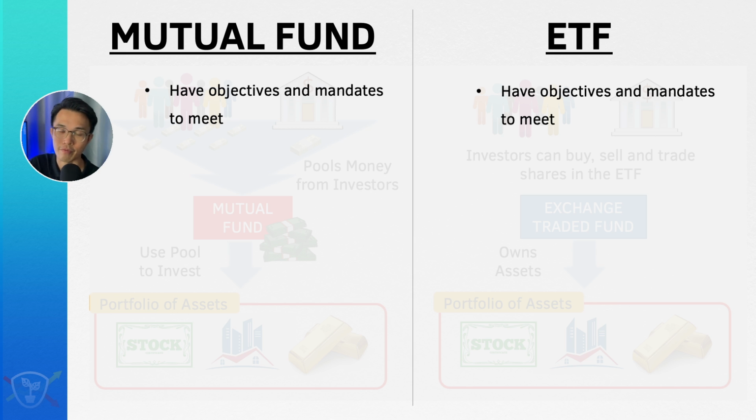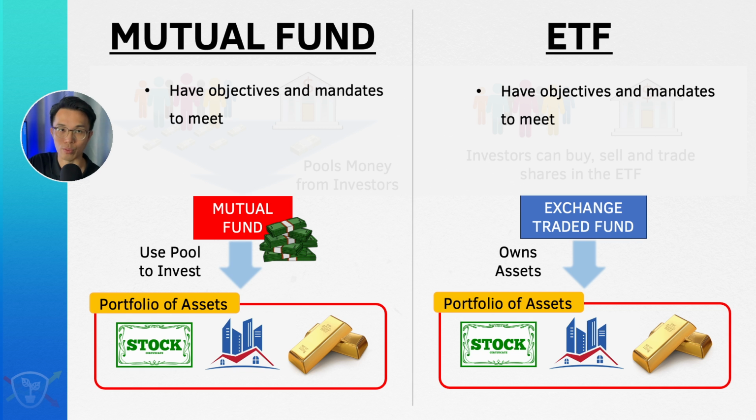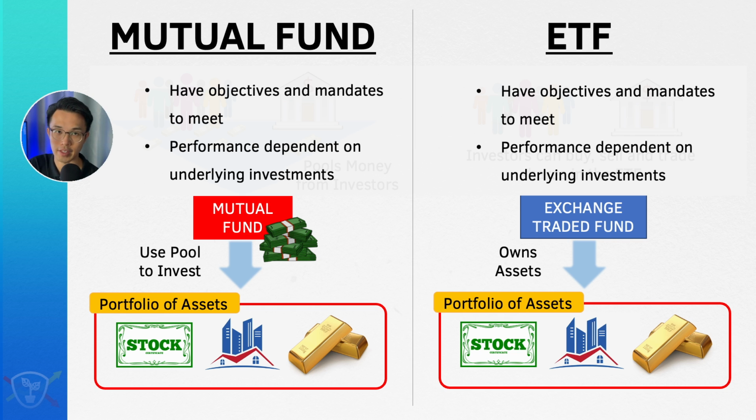There's a lot of different funds that are created for different objectives, and the mandate or the objective of the fund will influence the kind of assets that it is going to go out to buy and sell. So the performance of the fund, be it the mutual fund or the ETF, is dependent on the performance of the underlying assets in which it buys. If the underlying investments that the fund invests in do well, then the value of the fund is going to increase over time, and so does my investment in the fund.